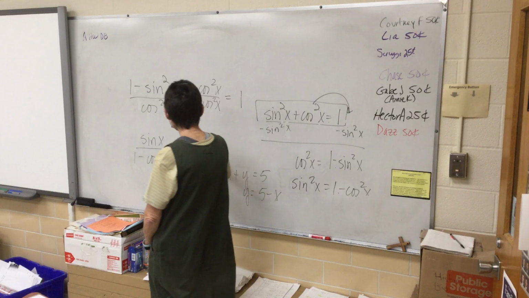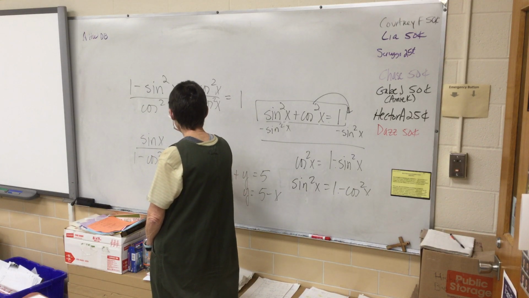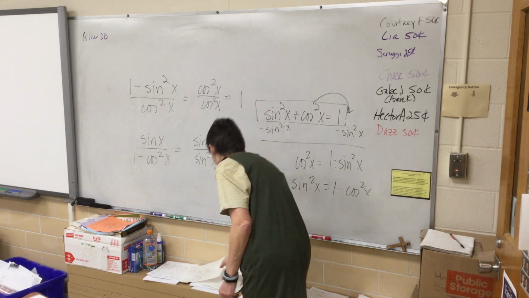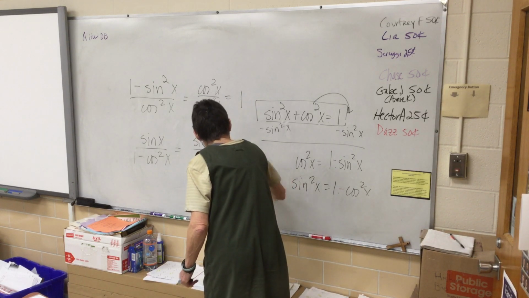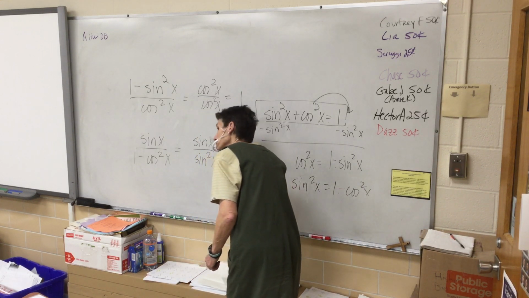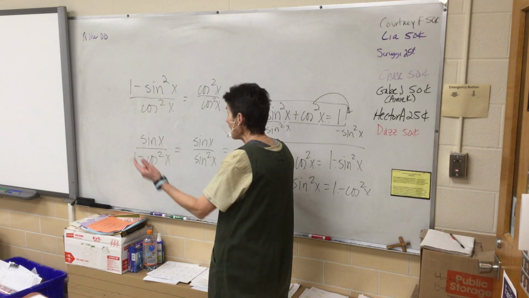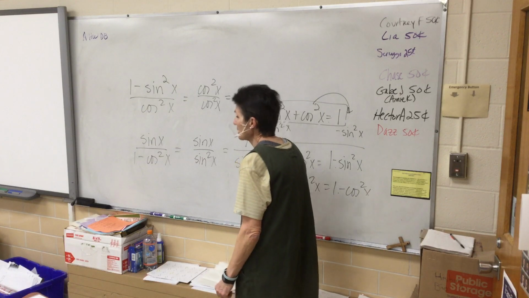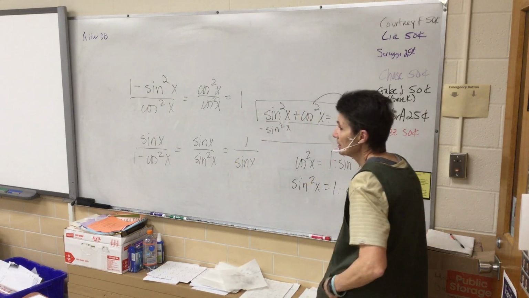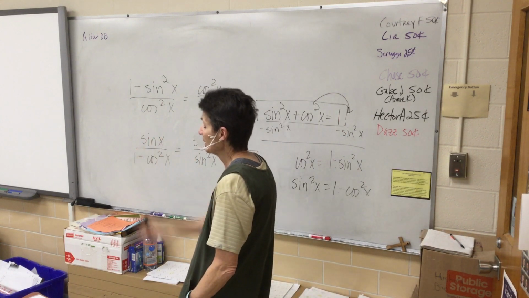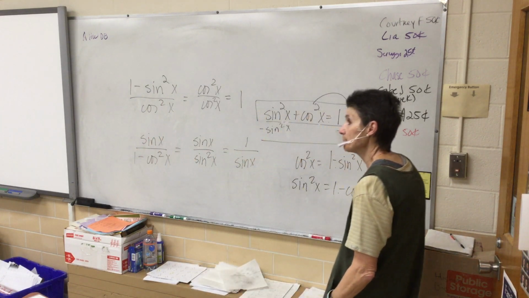So now we have sine over sine squared, which we can cancel. Well, there's exactly 1 over sine, yes. Because on the top you have nothing, so that's a 1. And then on the bottom you have an extra sine.